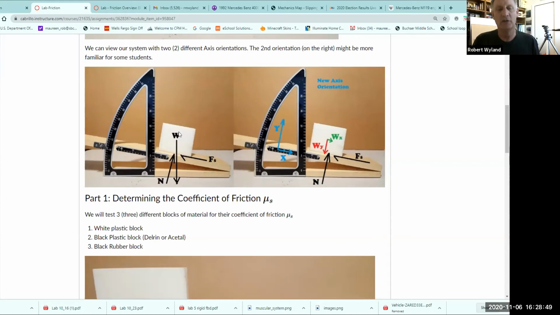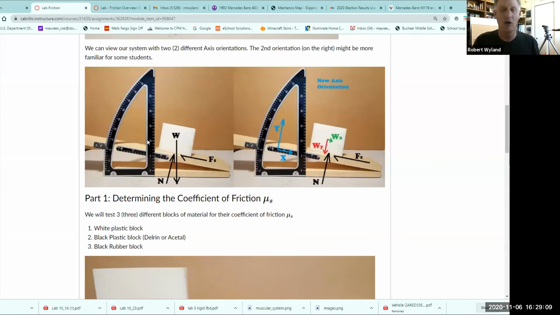What I'm going to show you here is fairly critical. Normally we would draw it like this. We would have our reference x and y perpendicular to the Earth's gravity, which would be W. But you'll notice that the surface is tilted and N and Fs are then rotated by whatever theta is. In this case, it's 10 degrees.